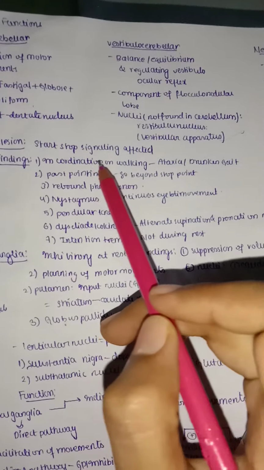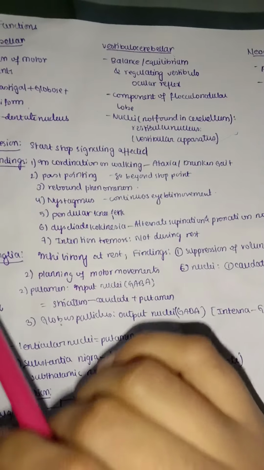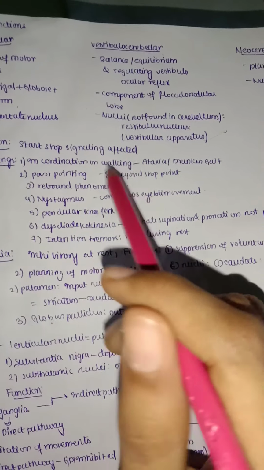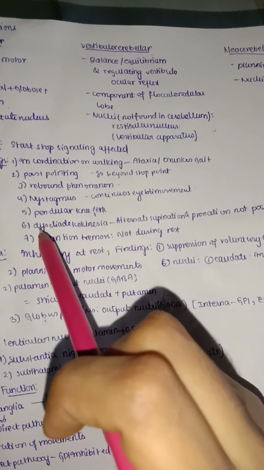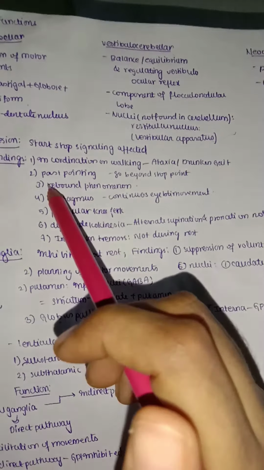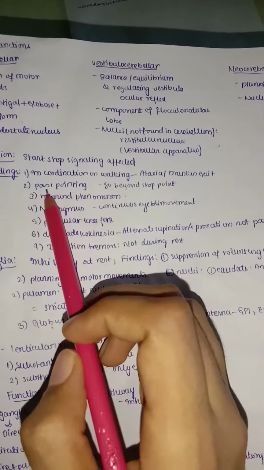So the main findings are in coordination of walking. A person can't walk straight forward, which is called ataxia, also called drunken gait, like a person who is drunk may walk. And past pointing, meaning going beyond the stop point. If we say stop here, but he goes beyond and stops somewhere else, that is past pointing.